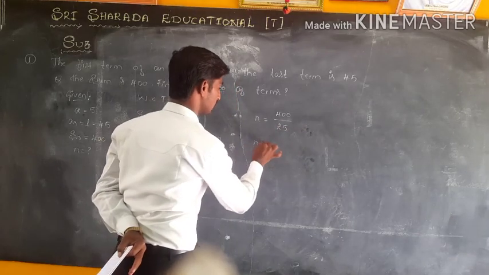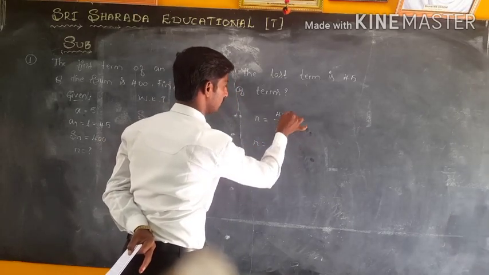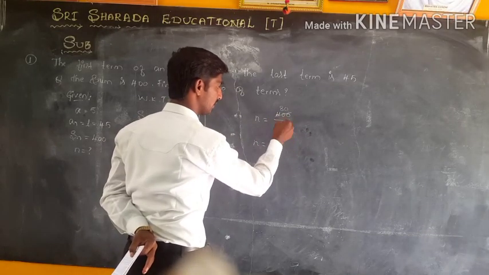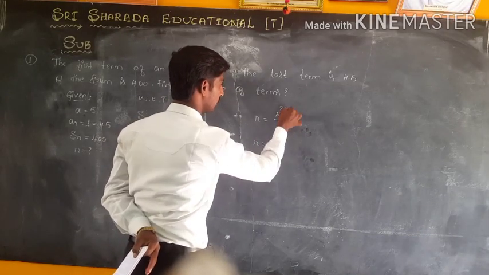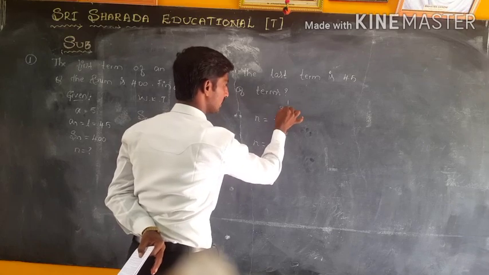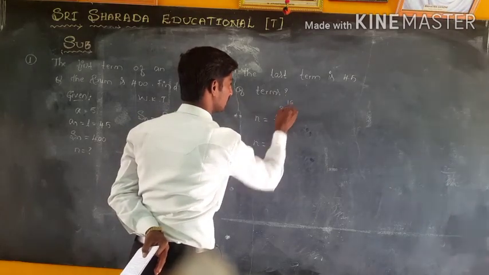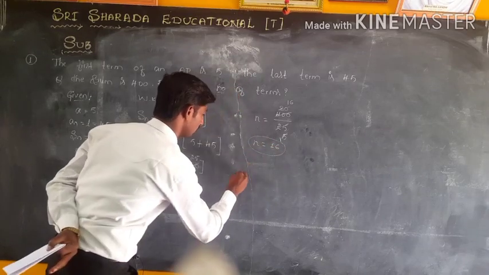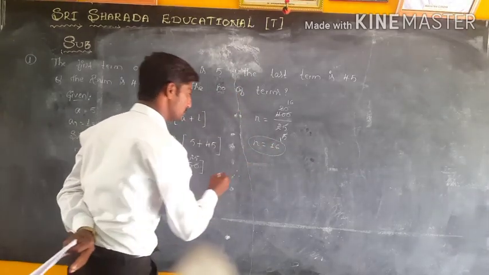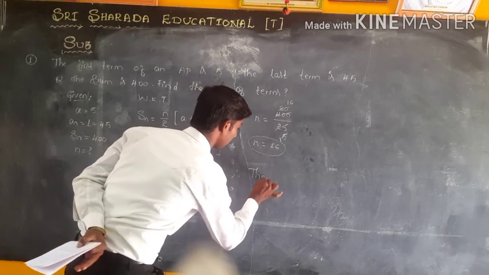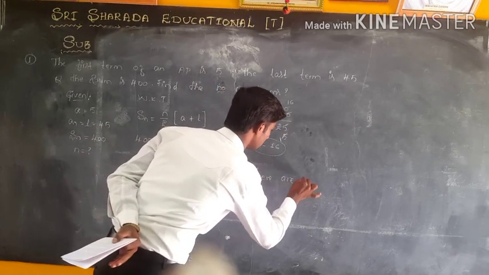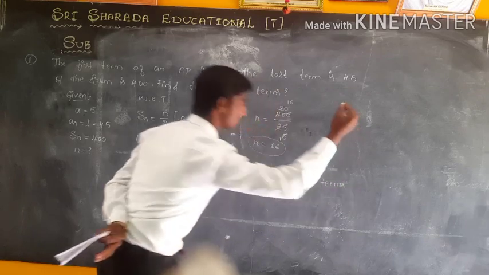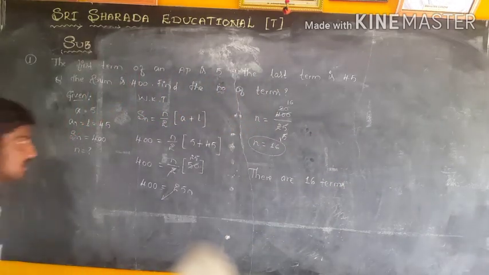So n is equal to 5 5s are 25, 5 8s are 40, 0. Again we can divide with 5. 5 ones are 5, 5 ones are 5, 30 is there. So 5 6s are 30. So n is equal to 16. Therefore, finally we have to write down the conclusion: there are 16 terms in the given sequence.